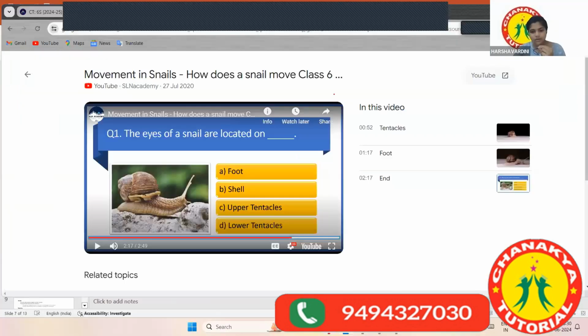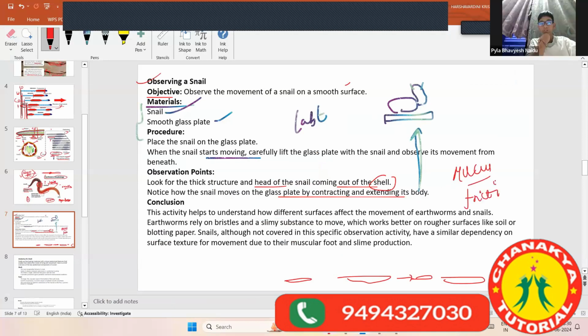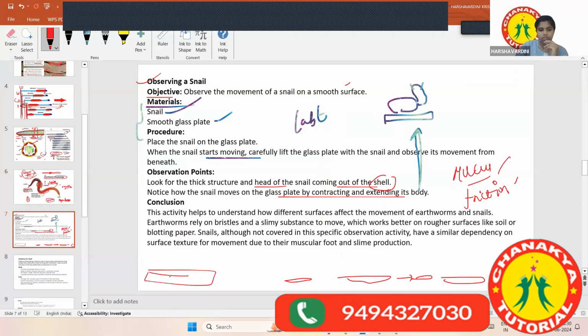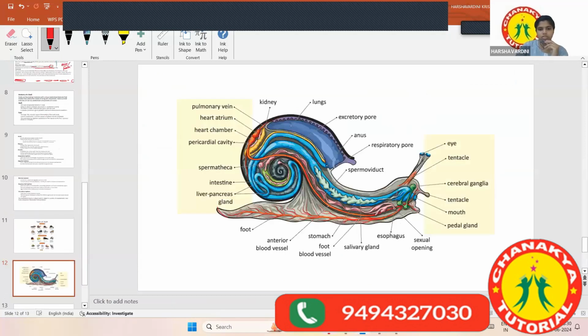So, got it now, how they are moving. While moving, they also secrete some mucus that helps to avoid friction. So these are the important points of the video. There is just a muscular portion that is helping them to move. If you see this picture, this muscular portion is helping them to move, and this is also secreting the mucus, right?